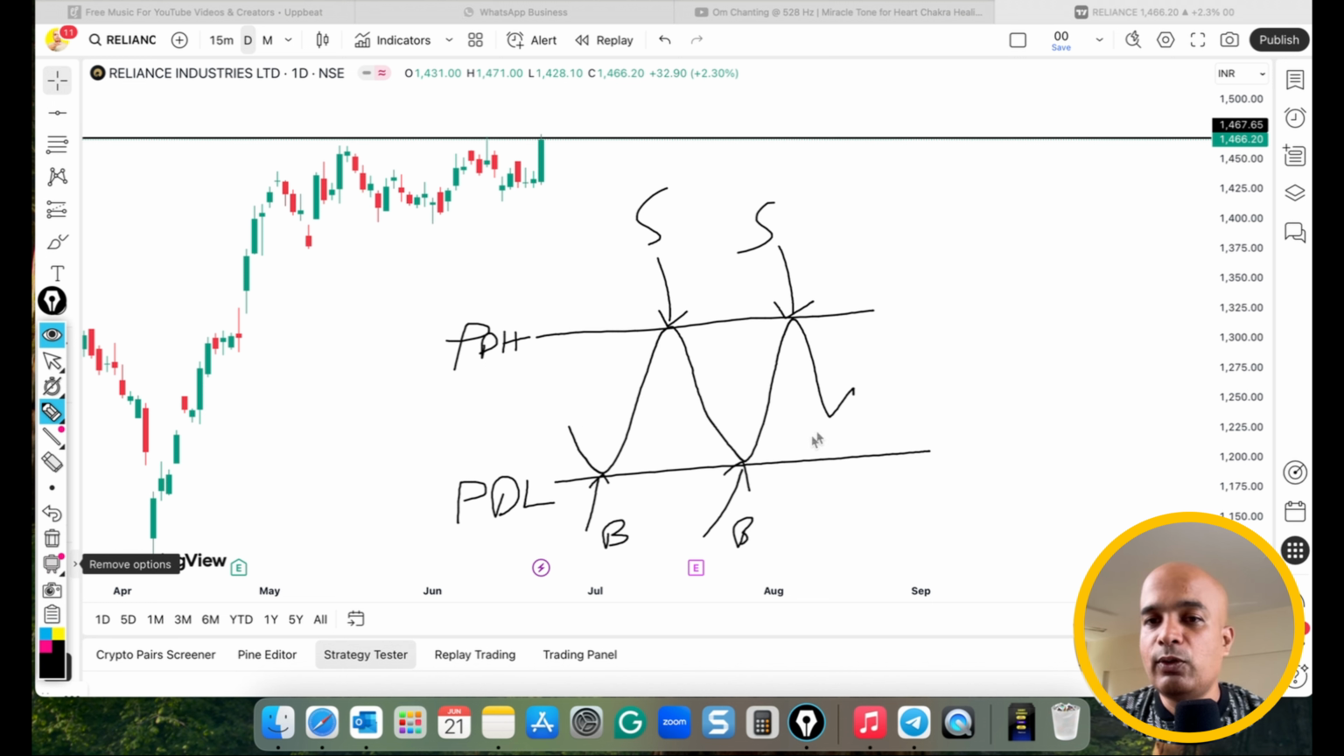Now suppose the market closed here. Now the price opened exactly very close to the previous day close, which means there is no change in the overnight market sentiment. A gap up open indicates bullish overnight market sentiment. A gap down open indicates bearish overnight market sentiment. So if the price opens at the same level, there is no change in the overnight market sentiment.